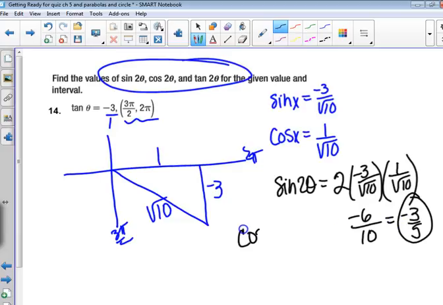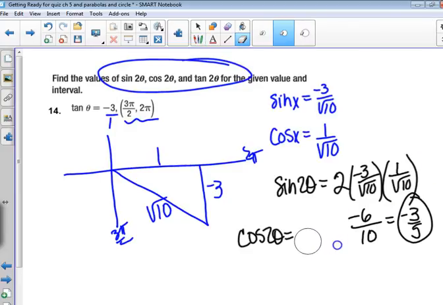Okay. Cosine of 2 theta is sine squared minus cosine squared, I think. Do I have that right, or is it the other order? Is cosine squared minus sine squared, isn't it? I have it backwards. Cosine squared minus sine squared.